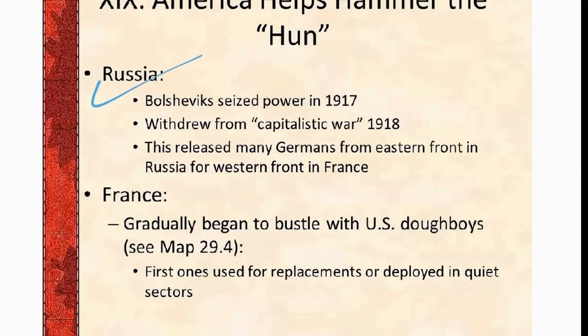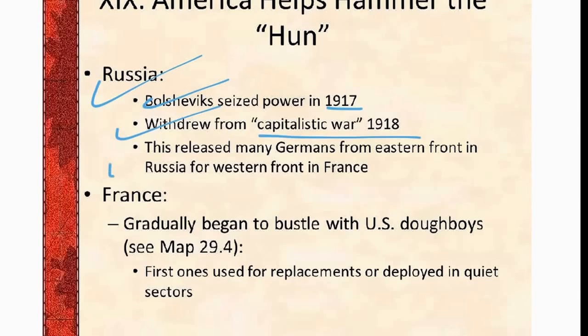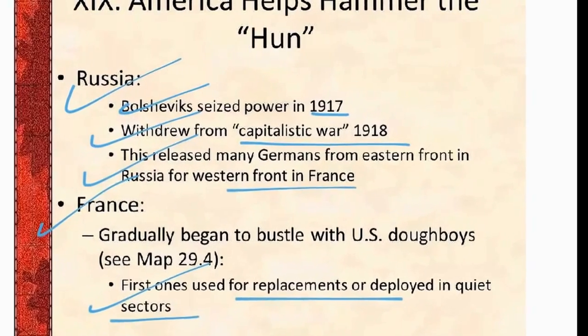In Russia, the Bolsheviks seized power in 1917, and they withdrew from the capitalistic war in 1918. This released many Germans from the Eastern Front in Russia for the Western Front in France. France gradually began to bustle with U.S. doughboys, or soldiers, and the first ones were used for replacements or deployed in quiet sectors.